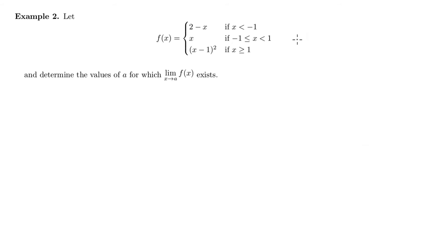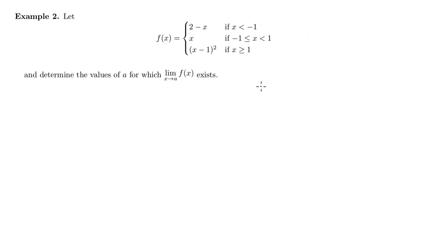But notice that if x is strictly less than -1, the function is just 2 minus x. And we know by the limit laws the limit is going to exist for all values of x less than -1. Same thing if x is strictly between -1 and 1, or if x is strictly greater than 1. All of these functions are just polynomials, so the limit is going to exist everywhere in those domains.